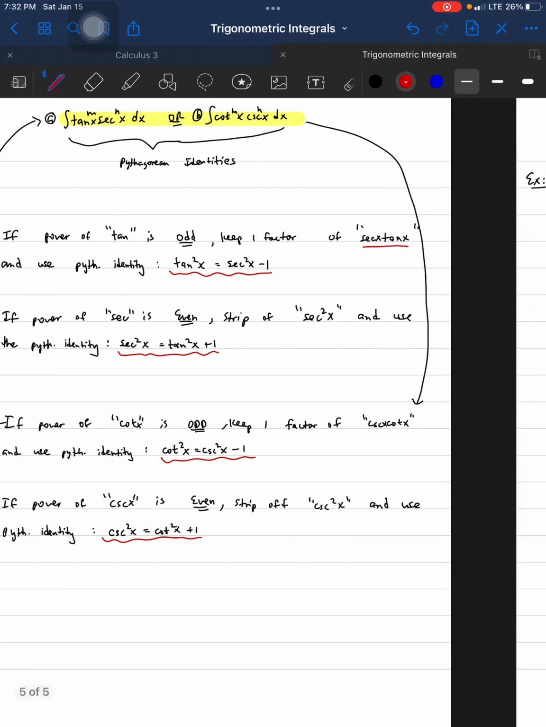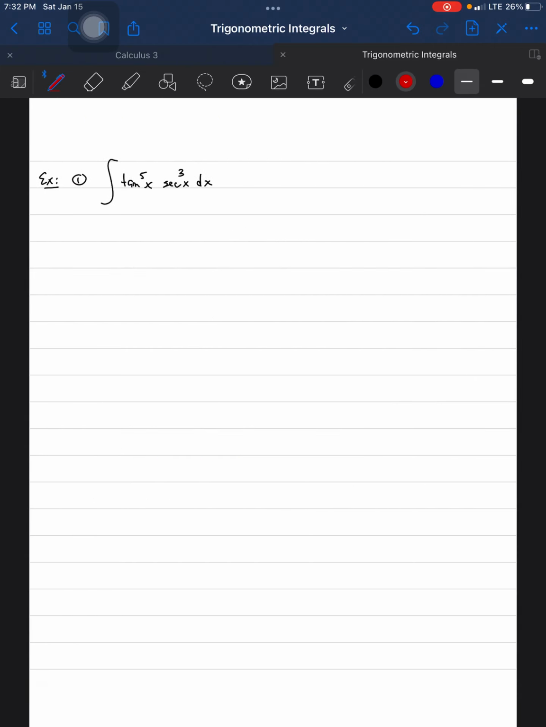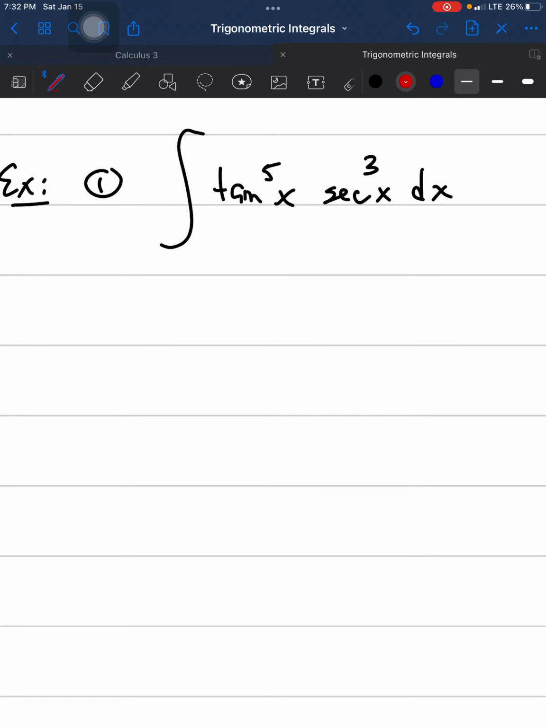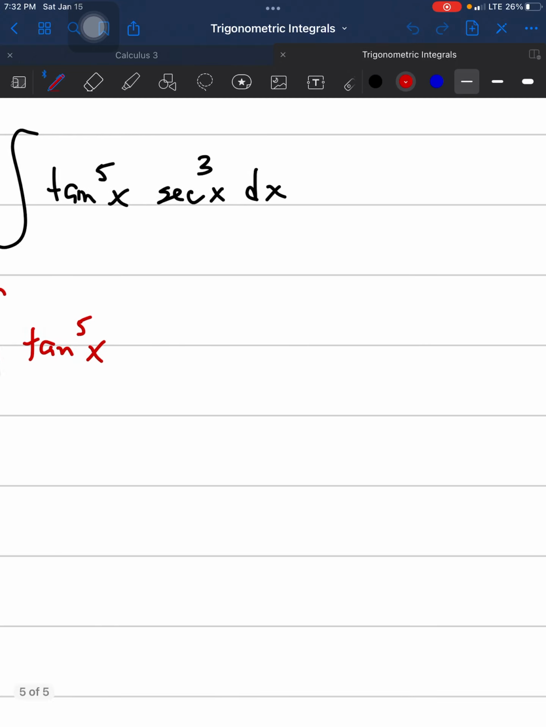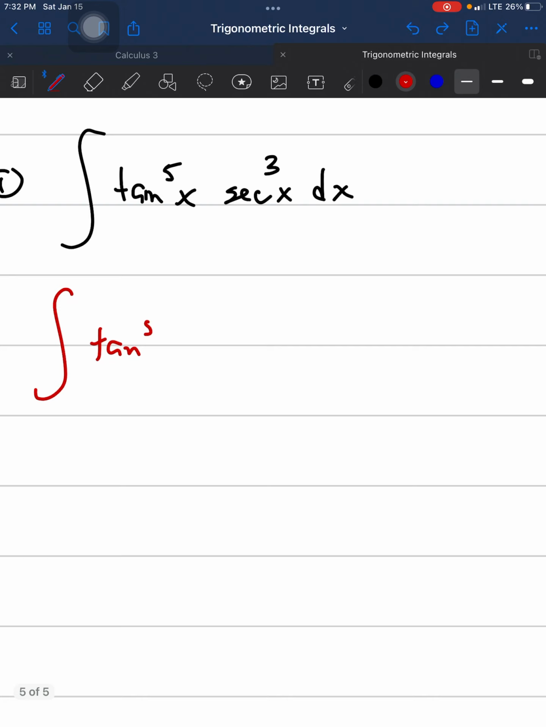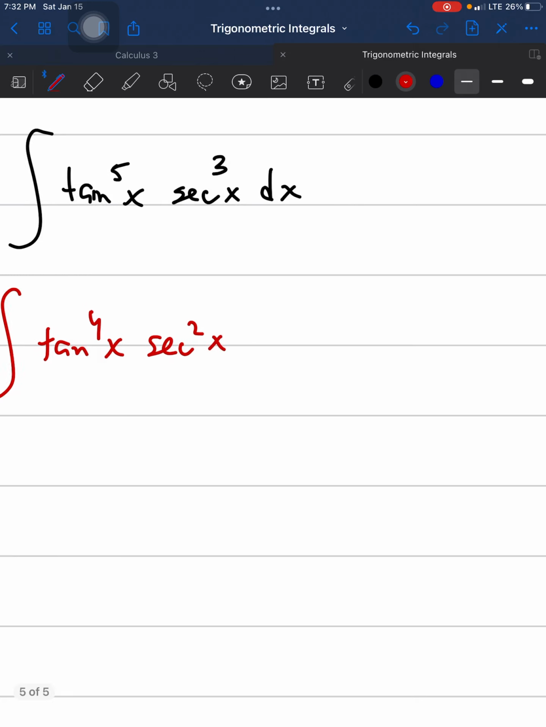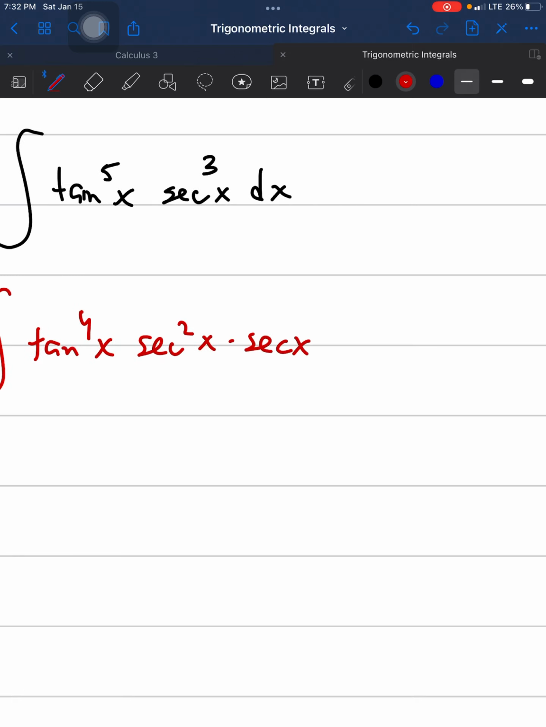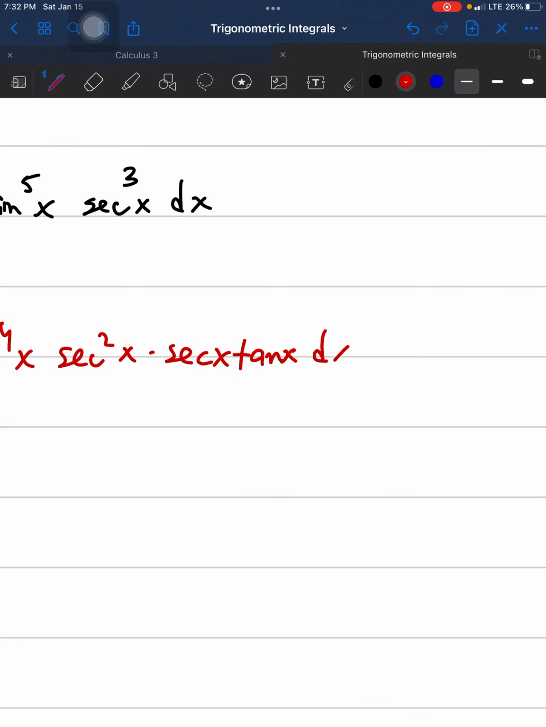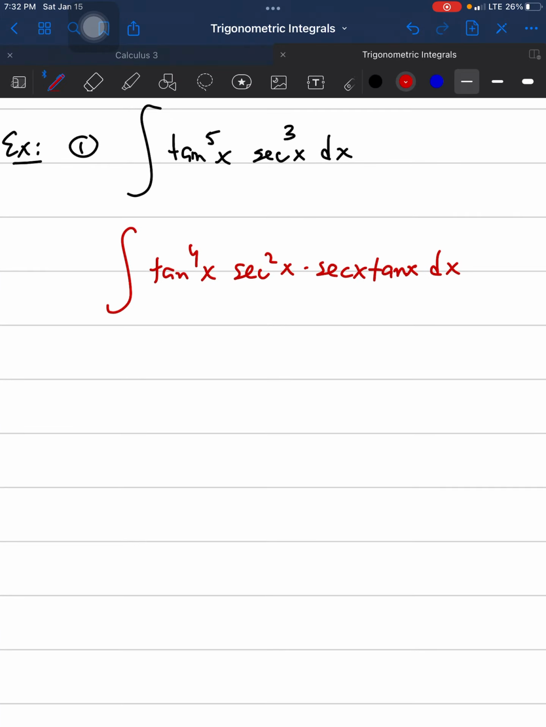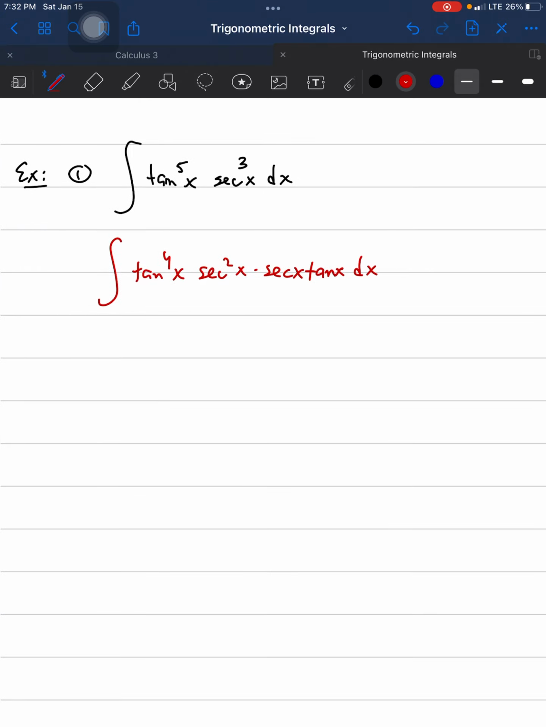Let's keep one factor of secant x tan x, and make sure we have at least a tangent squared we can work with. So first step, we take out a secant x tan x. We factor out a secant x tan x, and we're left with tangent to the fourth x, actually, because we take out one of the tangents, and then we get secant squared x, and this is going to be multiplied by secant x tan x dx.